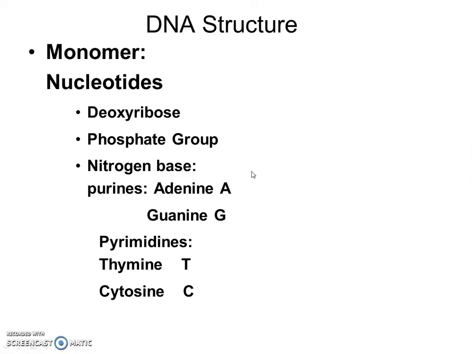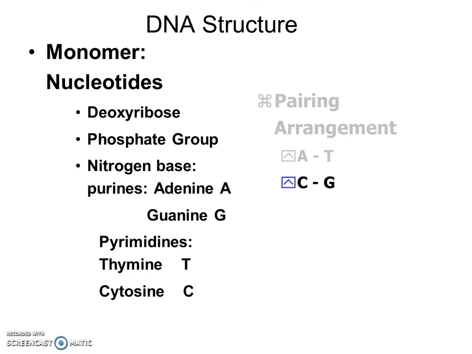DNA, if you remember, is a polymer. So the monomer of DNA is a nucleotide that comprises deoxyribose, a 5-carbon sugar, a phosphate group, and one of the 4 nitrogenous bases. As Erwin Chargaff revealed, the 4 bases follow an A to T, C to G base pairing arrangement.